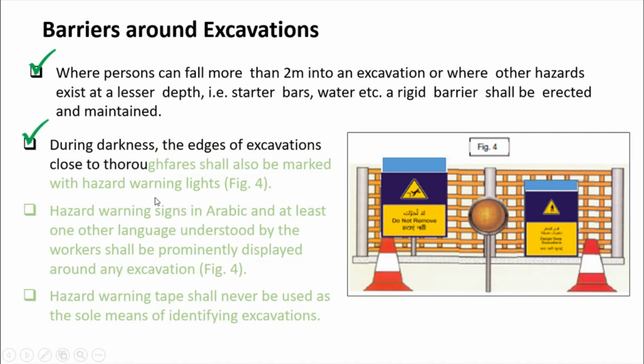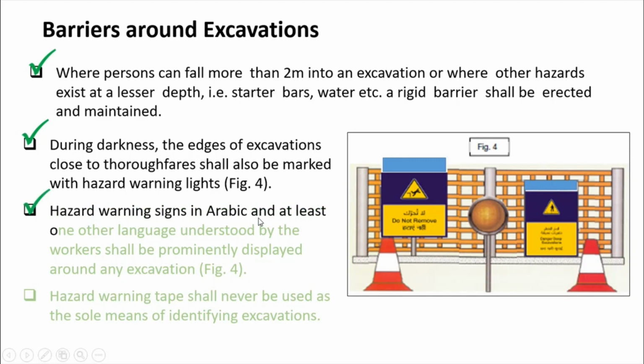During darkness, the edge of excavations close to thoroughfares shall also be marked with hazard warning lights. So you need to provide hazard warning lights on the excavations. This hazard warning light is the one blinking at night.